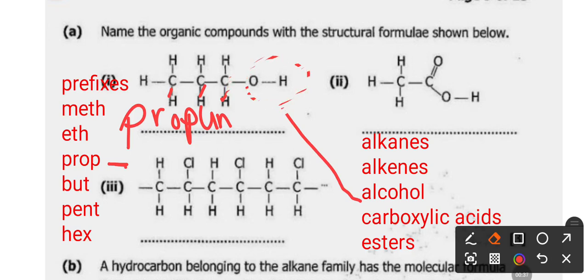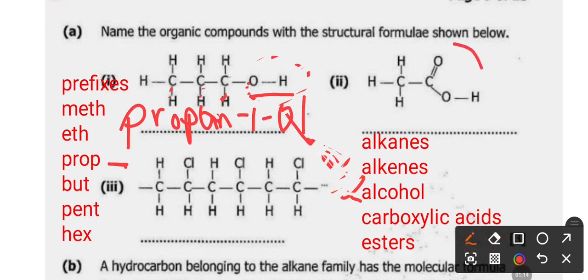Allow me to erase this. Then now we consider the position of this hydroxyl functional group. As we can observe, it is attached to the first carbon atom, so its name will be propan-1-, ending with ol, since alcohols end with ol. So the name now becomes propan-1-ol, like that.